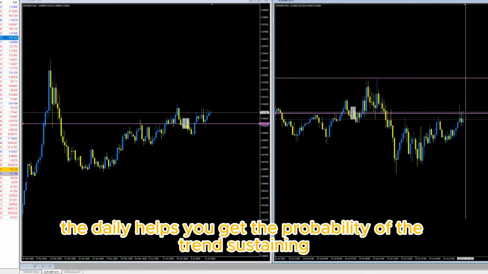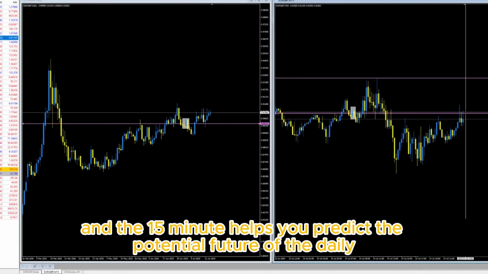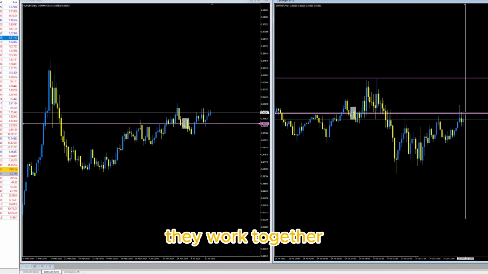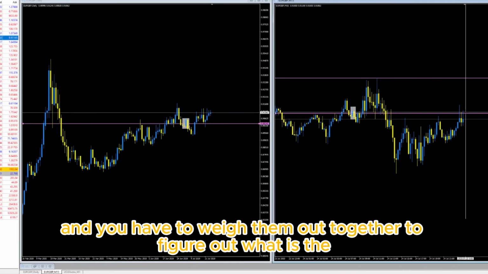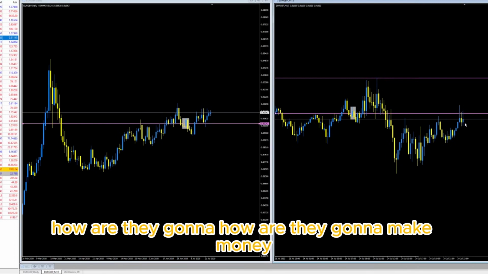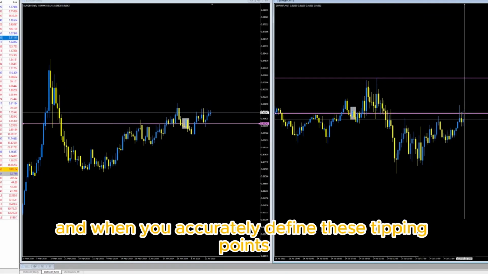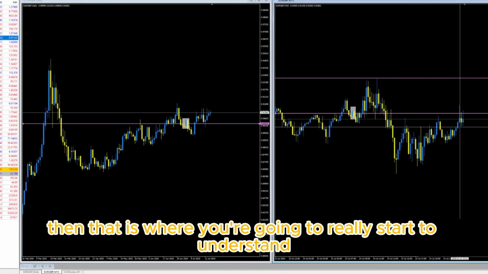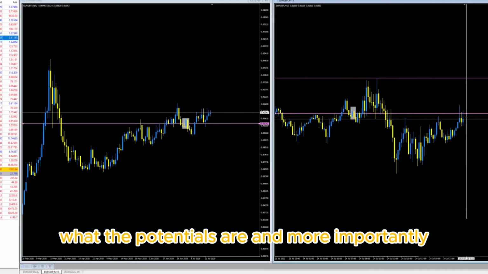The daily helps you get the probability of the trend sustaining, and the 15-minute helps you predict the potential future of the daily. They work together. And you have to weigh them out together to figure out what's the true plan of the market makers. How are they going to make money? And when you accurately define these tipping points, then that is where you're going to really start to understand what the potentials are.